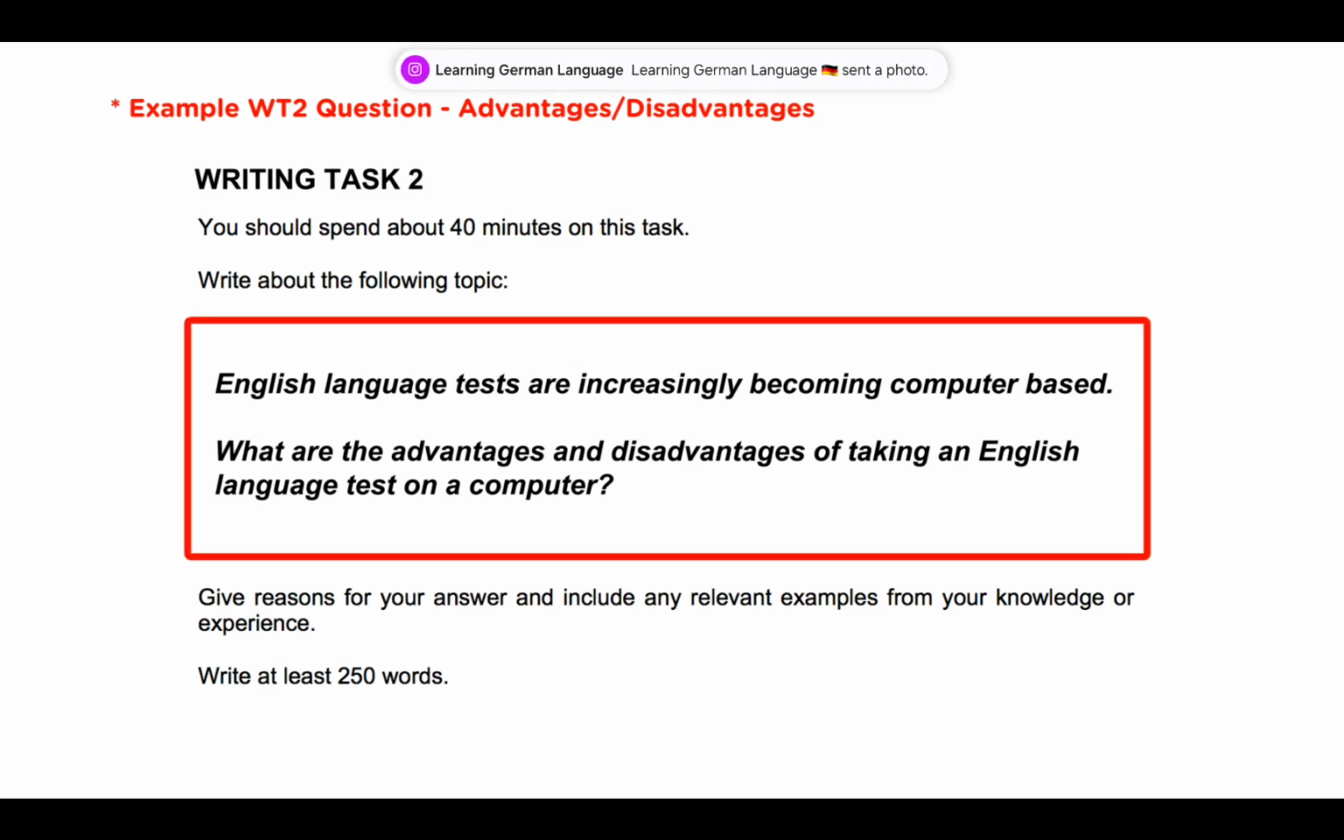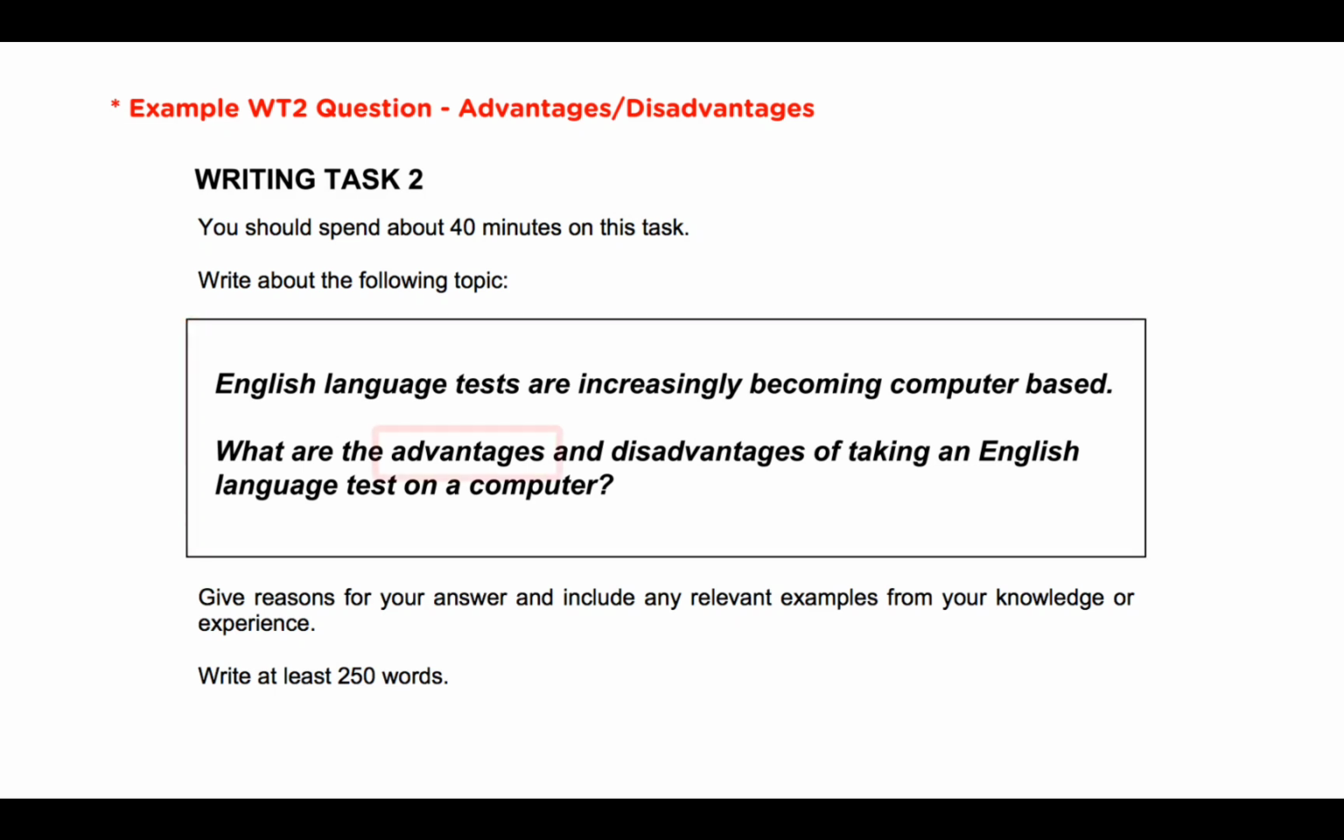English language tests are increasingly becoming computer-based. What are the advantages and disadvantages of taking an English language test on a computer? You can see the words advantages and disadvantages written explicitly in the question prompt, so we know what type of essay we have to write.